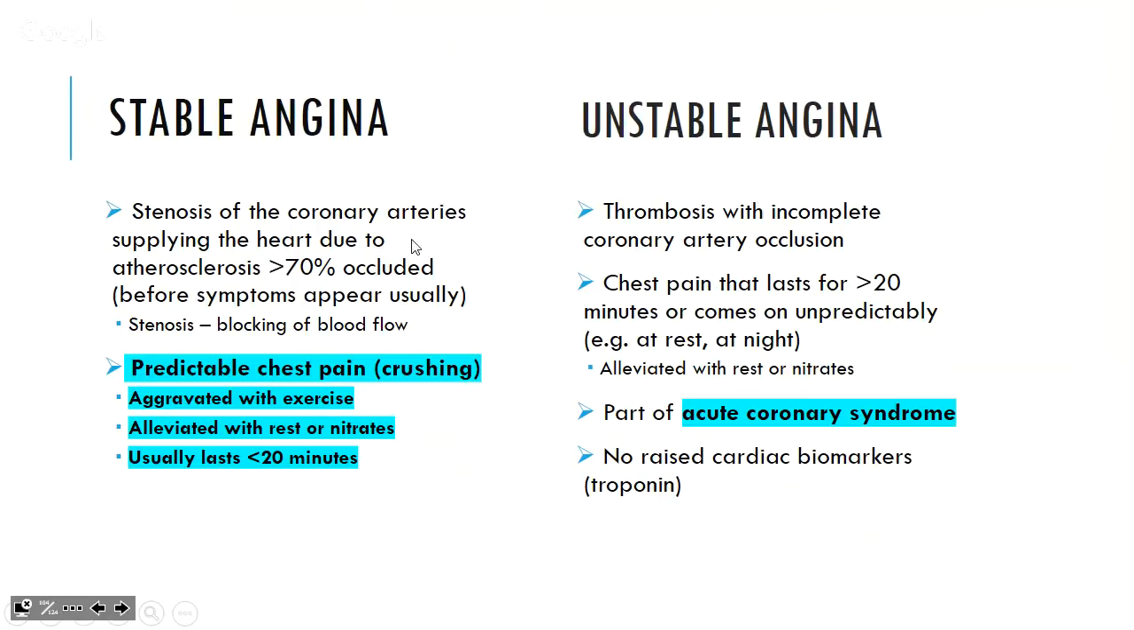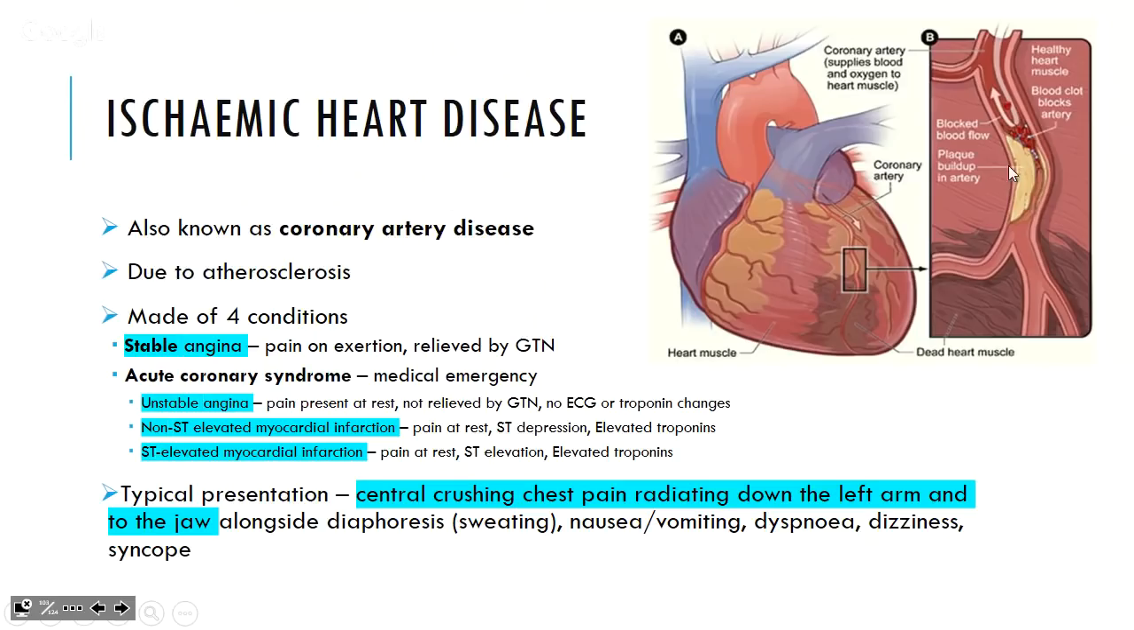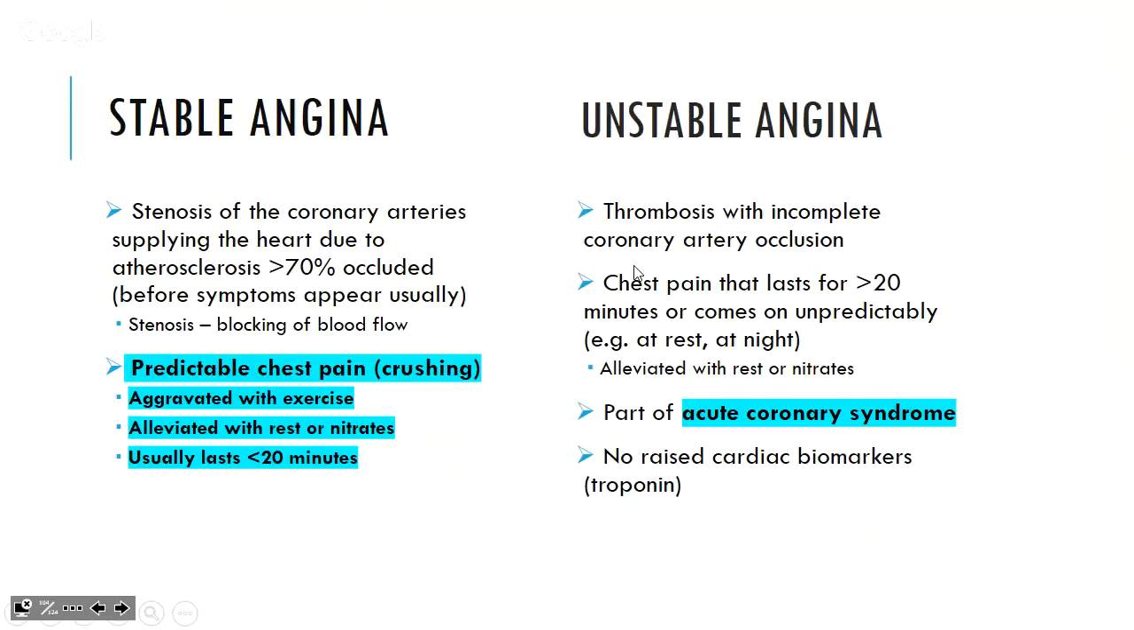The reason why you get this is, as you can see here, there's a lot of plaque and atherosclerosis in the coronary arteries supplying the heart. For unstable angina, it will be about 70%, and then for the other ones, it will just keep increasing. STEMI would be 90-something percent. So stable angina is stenosis of the coronary arteries, and you'll only get symptoms if it's over 70% occluded.